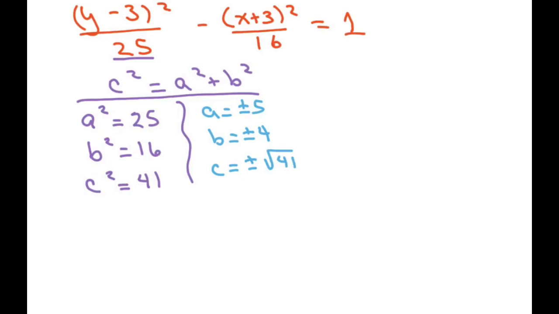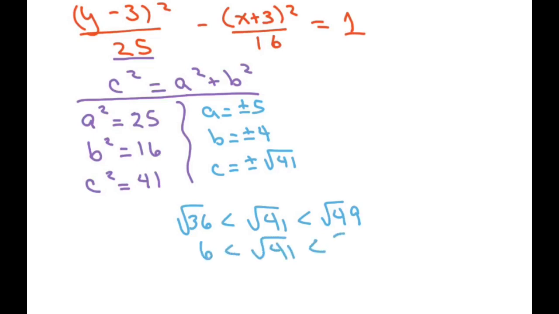And we know that square root of 41 is in between square root of 36 and square root of 49. So square root of 41 is in between 6 and 7. So we can estimate it when we draw the focus, or the foci on this one.